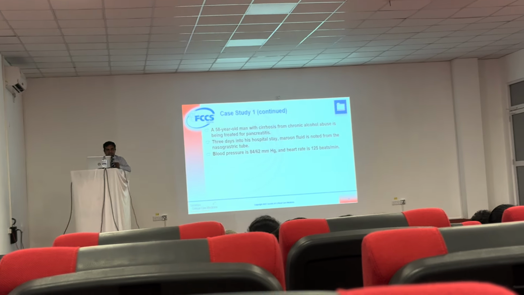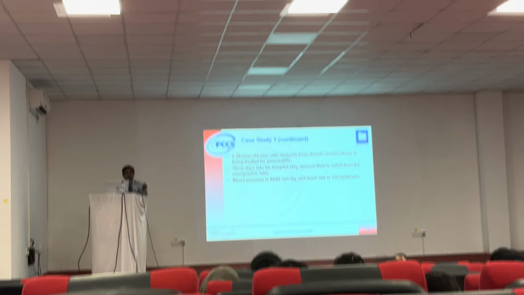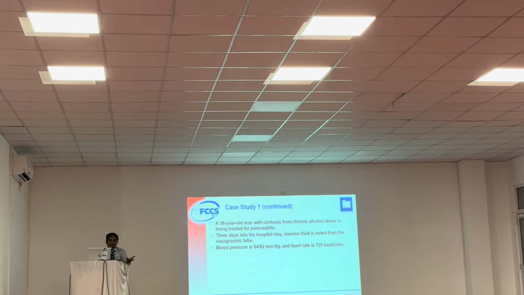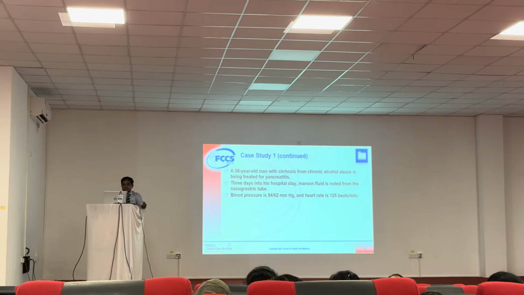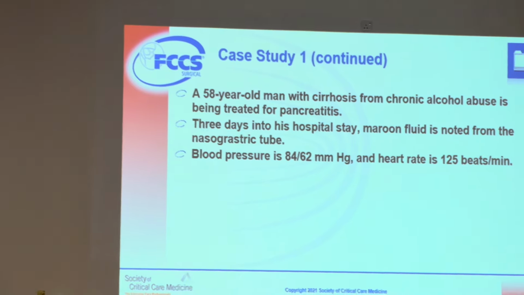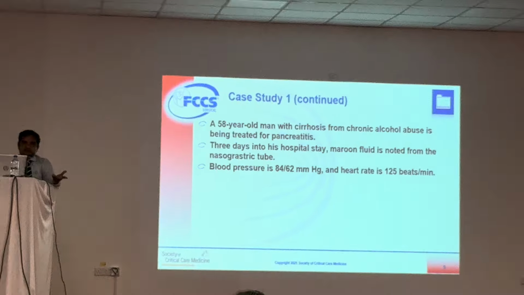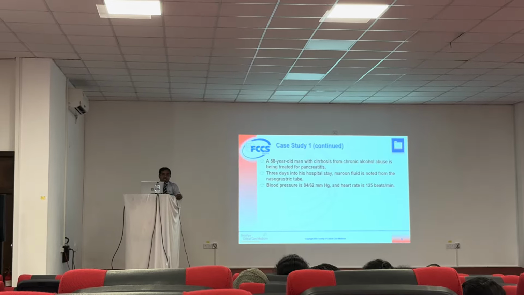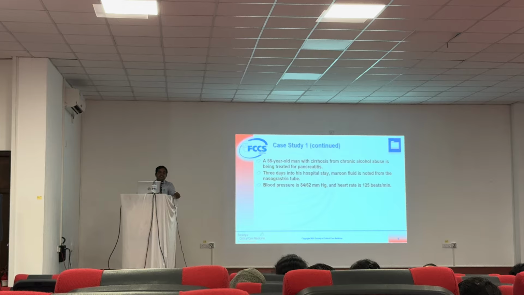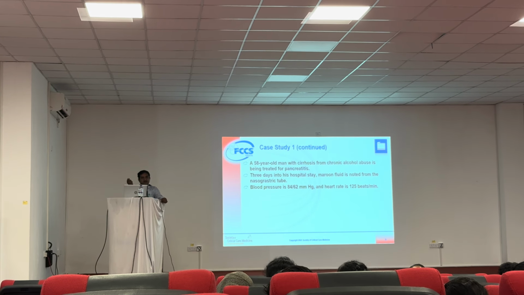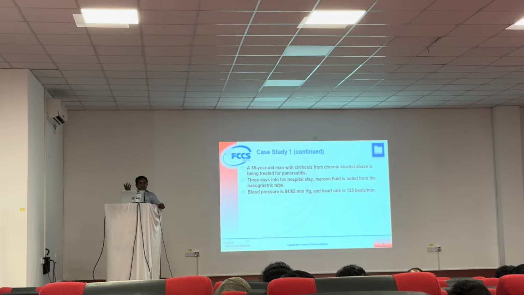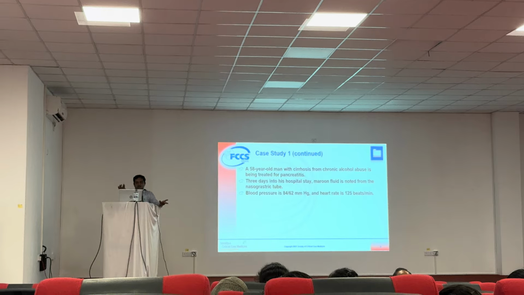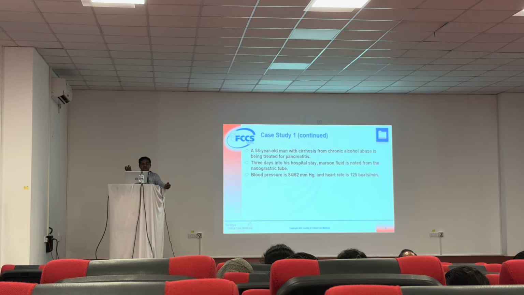So when we see this patient, we have already seen the patient, he is a chronic alcohol abuser, presenting with epigastric pain, low blood pressure, high pulse rate. So this patient, you already know the history, he is staying 3 days in the ward or ICU. Maroon color fluid is noted from the NG tube. As usual, sometimes we keep an NG tube for pancreatitis. That will help to empty fluids sometimes, sometimes to give some enteral feeding. But the nurses said the particular NG tube fluids are maroon color.